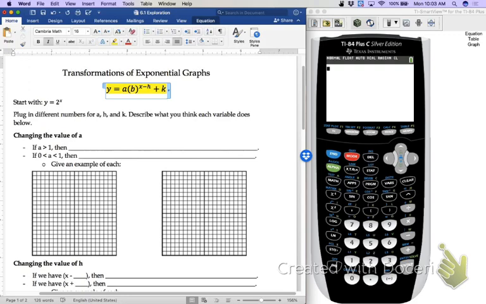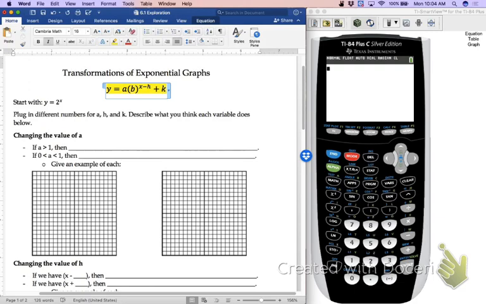It still has x minus h, just like a quadratic did, just like a square root function did, just like a cube root function, just like an absolute value function did. You still have x minus h, and that is not going to change. It's just a matter of the type of function that it is. You still have a plus k, and you still have an a value.